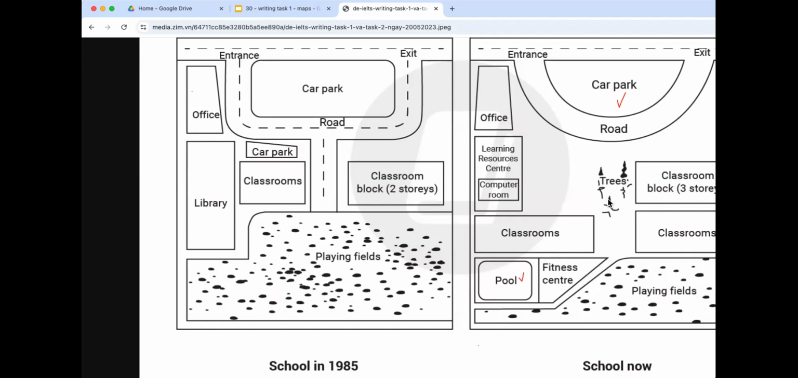It's greener because there are more trees here. And also let's look at the school population, the number of school students. Okay, in 1985, there were 1,500 students. But now there are 2,300 students. So what happened to the number of students? Yeah, okay, it's also a good point that you need to mention in your overview.